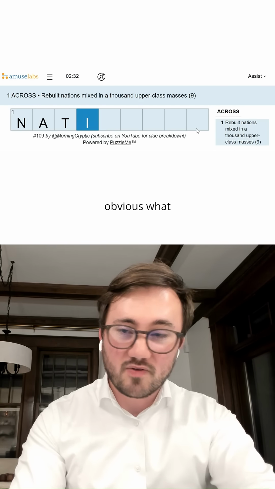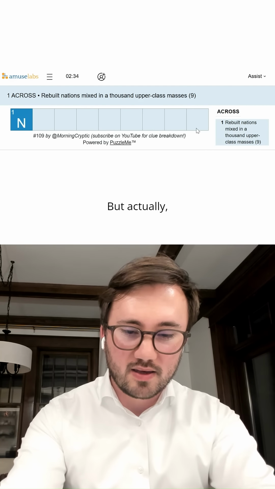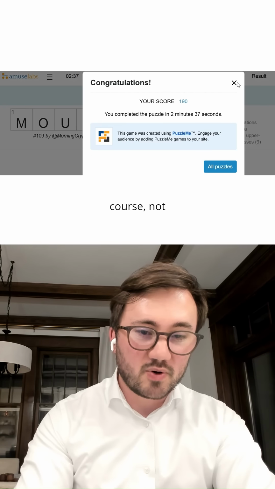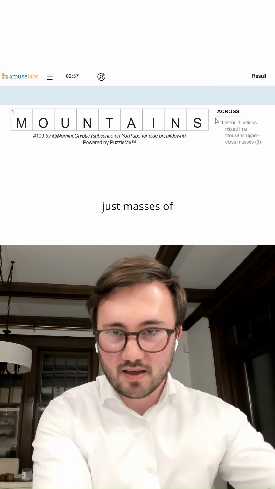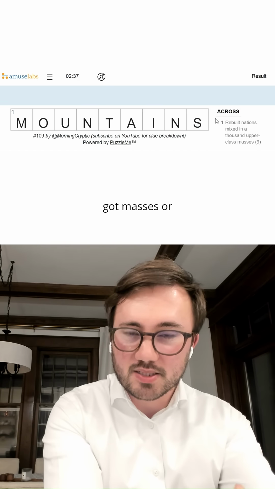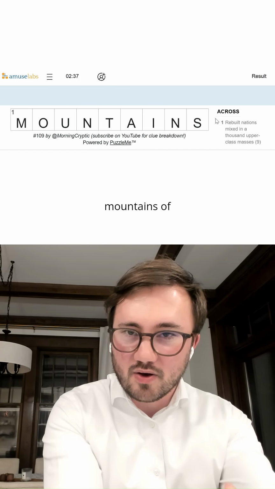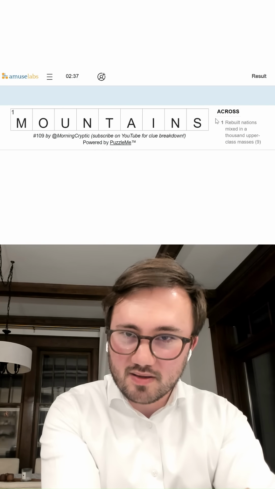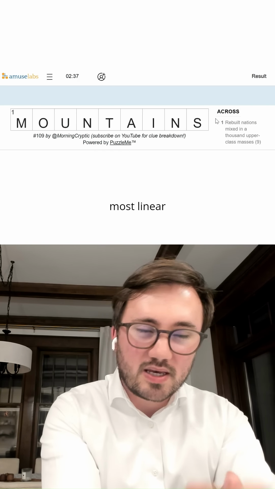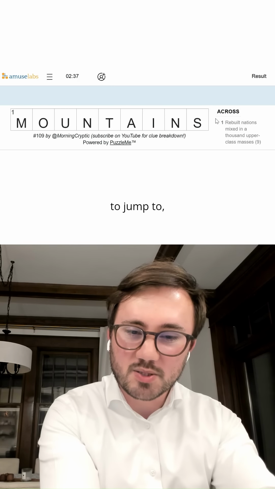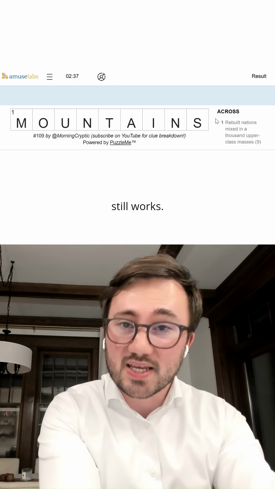And again, it's not obvious what that might be. But actually, if you rearrange it to mountains, which are, of course, not just masses of Earth, it's also just another reference to say if you've got masses or mountains of work to do as well. So a definition, but not the most linear of definitions, not the first thing that you're going to jump to. But of course, it still works.